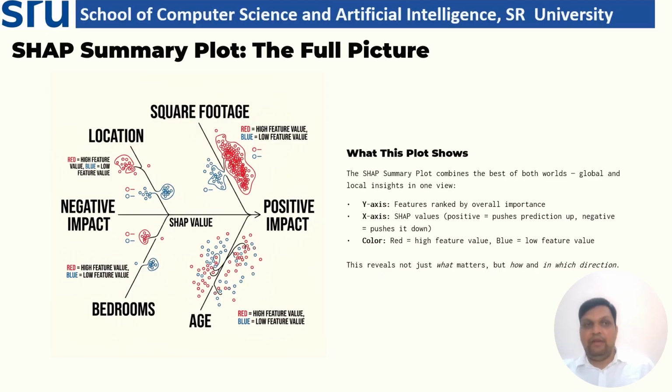So we can say that the SHAP summary plot gives a visualization combining everything. Features ranked by importance. Impact shown on the x-axis. Colors show feature value. So now we know what matters, how it affects the prediction, and in which direction.